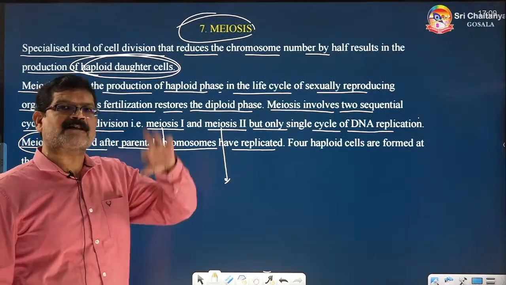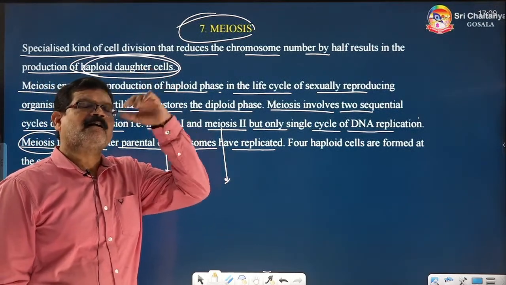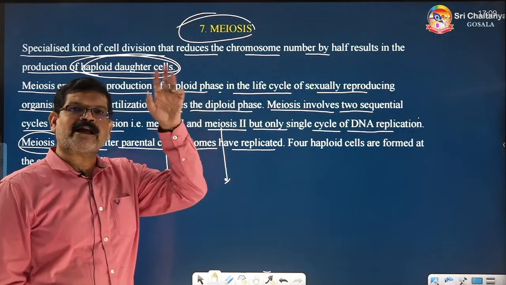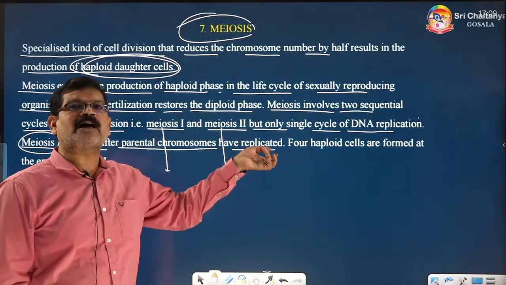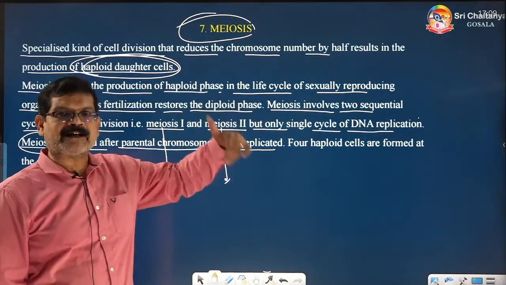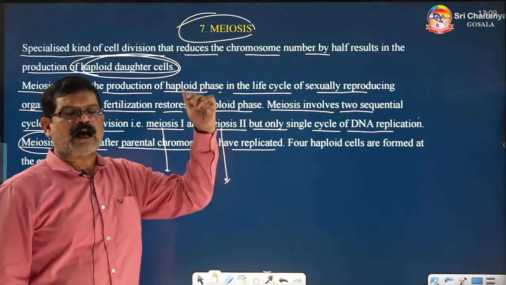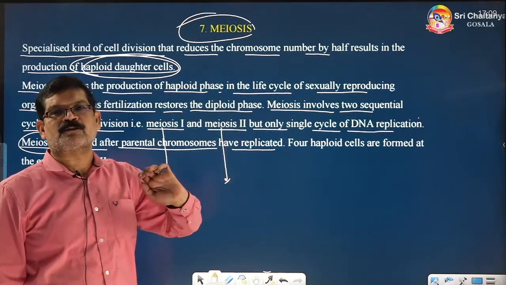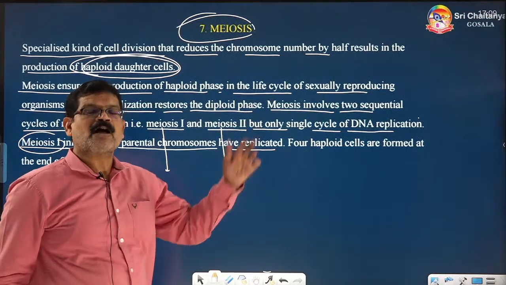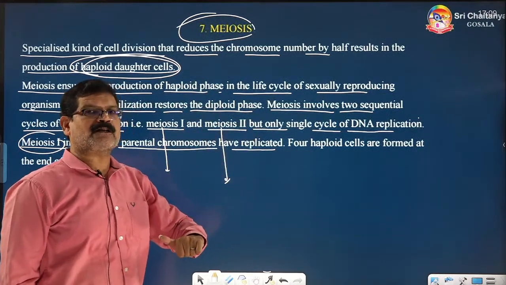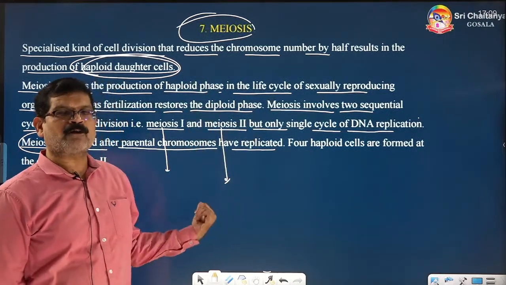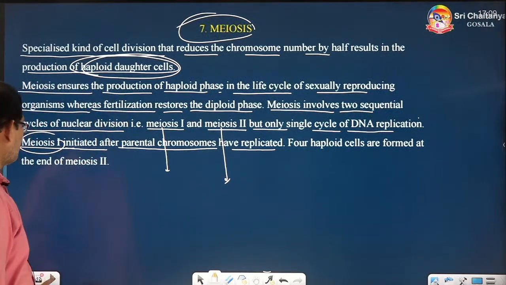What is that interphase? We have seen 3 stages: G1, S and G2. Here also the same kind will be done. After that it enters into meiosis 1, and after that it enters into meiosis 2. What are the things which are present in meiosis 1 and meiosis 2? That we are going to watch in the next part.